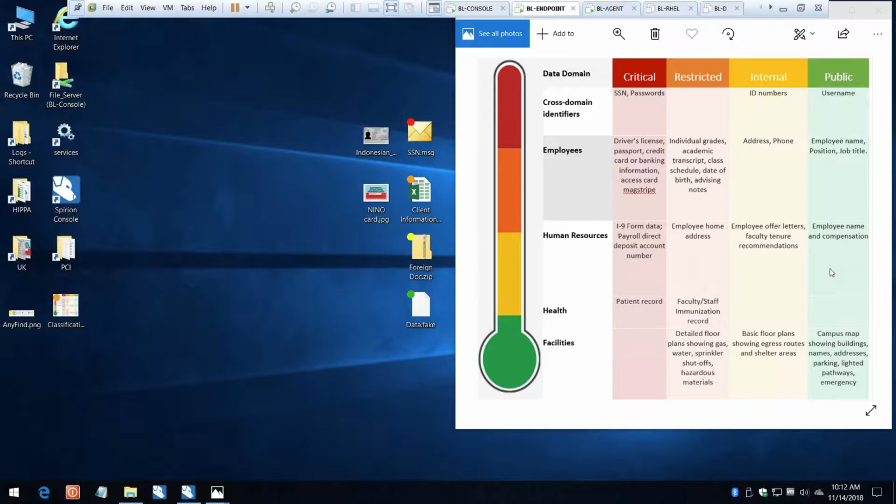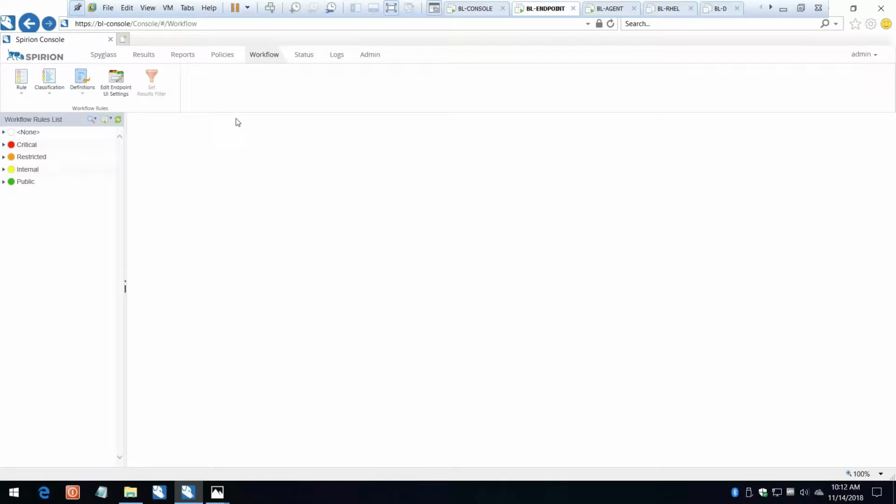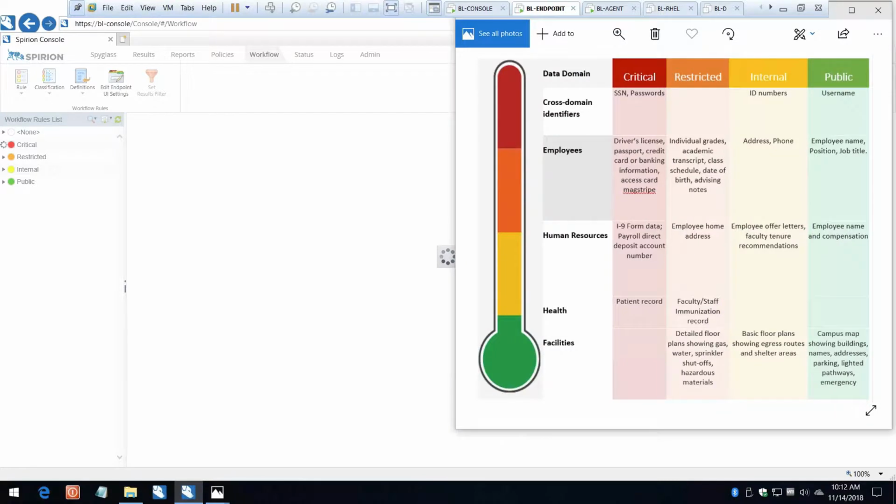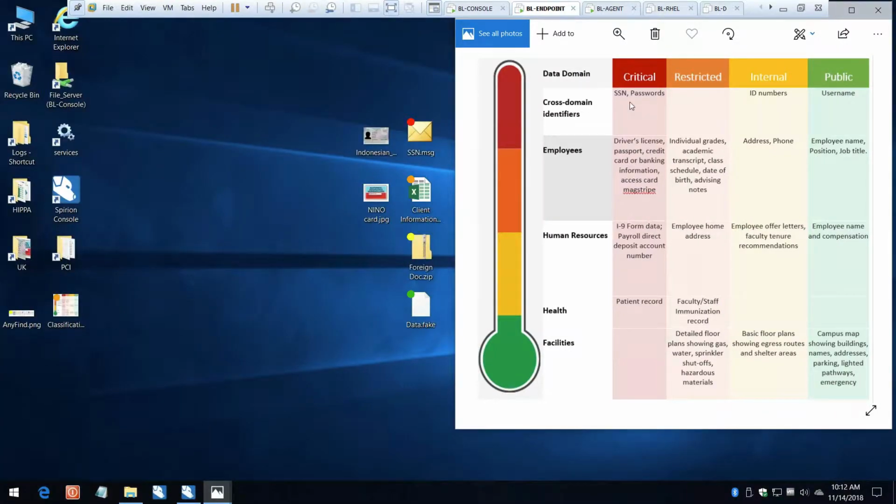Something Spirion does a really good job of is not only reporting on the color or the type of sensitive information within the console that we saw in results, but through this process called workflow that we're looking at here, we can also create data classifications to match the type of information or groupings of information you're looking for.